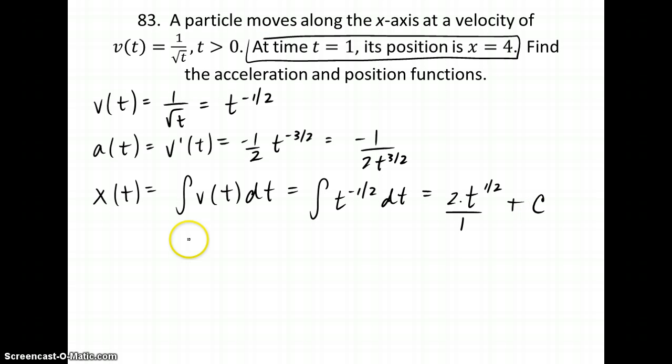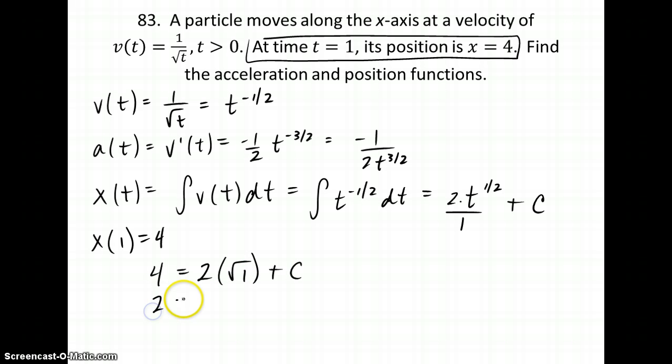Now we use the initial condition. We're told at time 1 the position is 4. So 4 equals 2 times the square root of 1 plus c. So c is equal to 2. Now putting it all together, what's the position function? 2 root t plus 2.